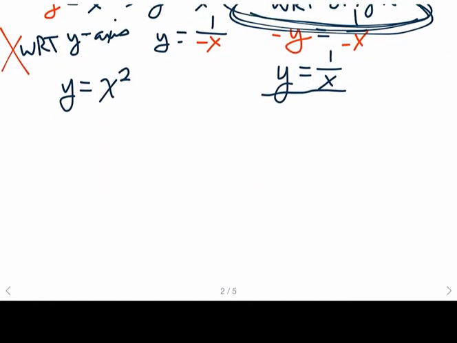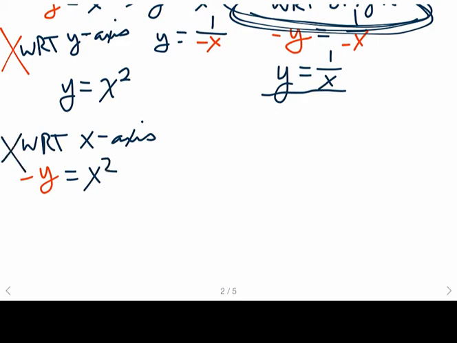Why don't you try testing y equals x squared for symmetry? Okay, so I'm going to check with respect to the x-axis. If I replace y by negative y, I get negative y equals x squared. I'm not going to get anything out of that.